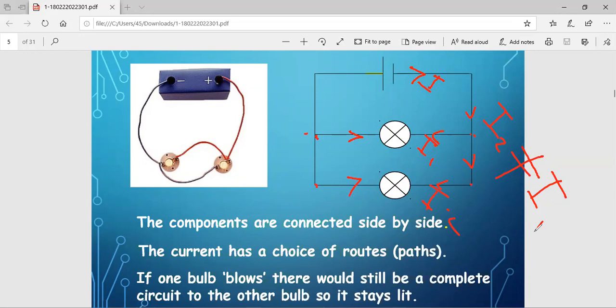So remember, this is one of the first and most important differences between series and parallel circuits: in series, the value of current is fixed all over the system, but in a parallel circuit, the value of the electric current is not fixed, it will differ from one point to another.